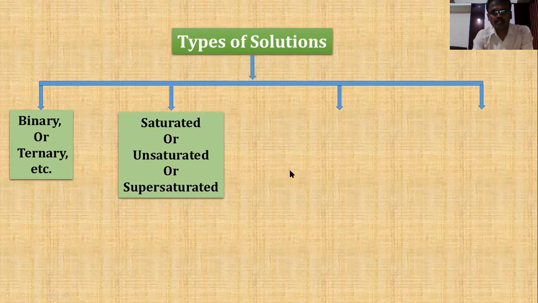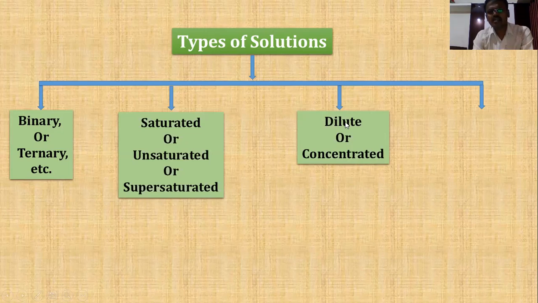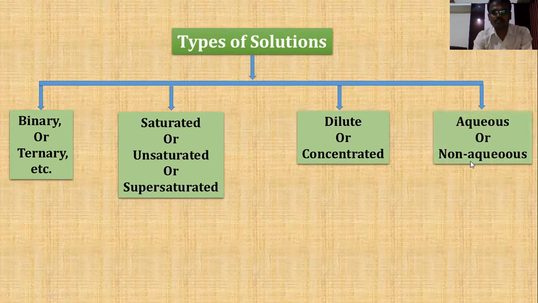Similarly, we also classified solutions as dilute and concentrated based on the amount of solute present in the solution. If the solution contains very little solute, we call it a dilute solution. If the solution contains a very high amount or large quantity of solute, it is a concentrated solution. Then based on the solvent, we have aqueous solutions and non-aqueous solutions. Aqueous solutions contain water as the solvent. Non-aqueous solutions contain any solvent other than water.